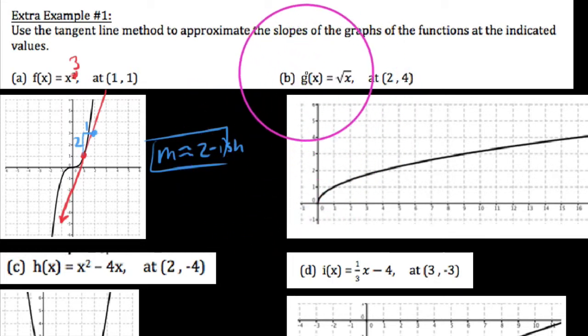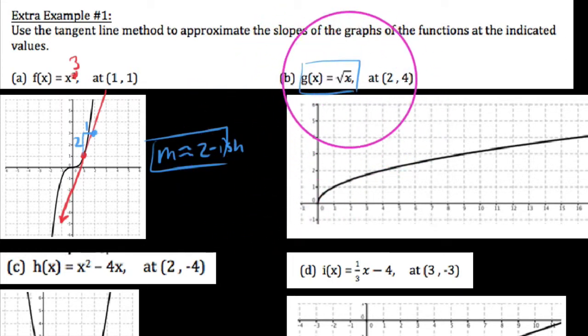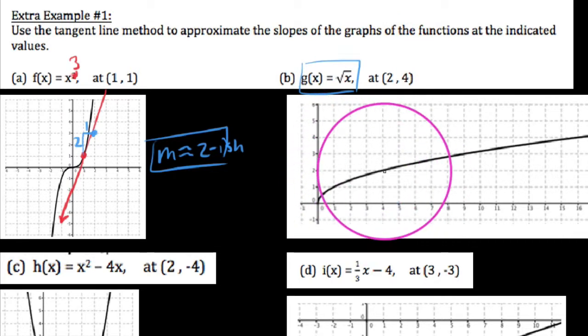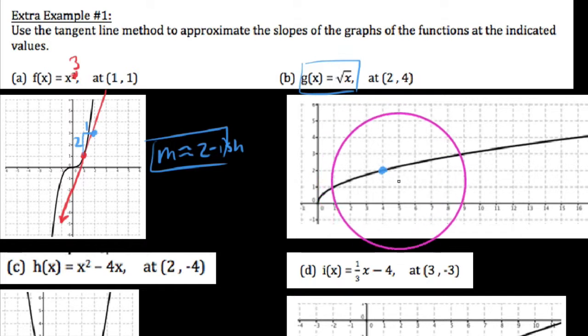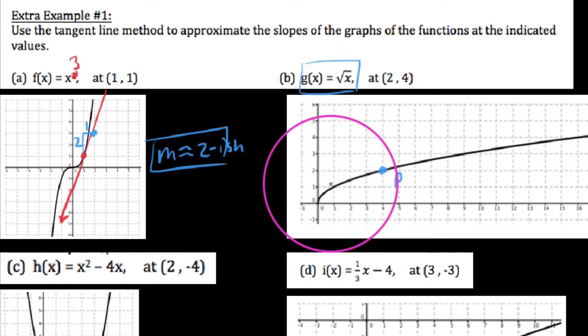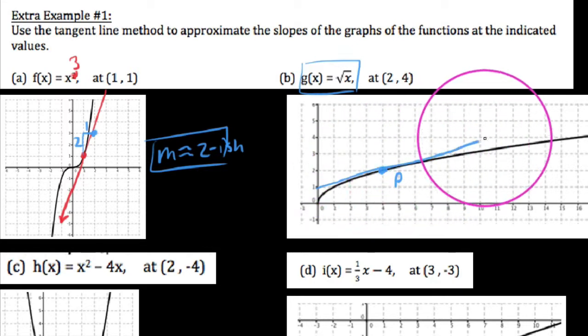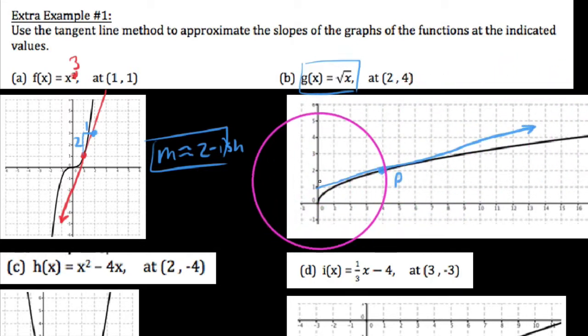Likewise, we say, well, what if we had a square root graph? The square root of x. What is the slope of this graph at (2, 4)? So first things first, we want to find the point of tangency. This is our point here, (2, 4). And the second thing we want to do is draw in a tangent line. So we could say, well, this tangent line, I'd say, look, maybe like this. Just kind of spitballing here.